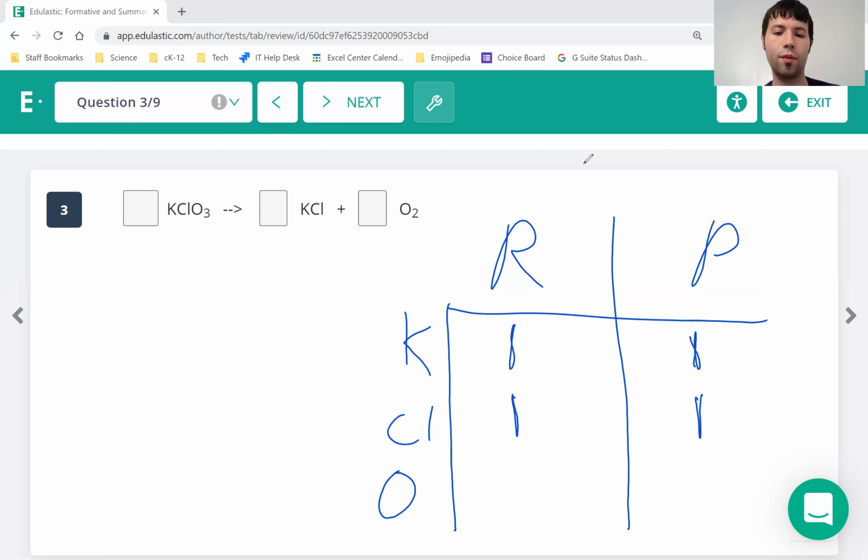Oxygen, left side, I have 3. Right side, I have 2. Okay, so my oxygens are unbalanced. And it's not as simple as last time where there's 1 and 2 or something like that. So how are we going to fix this?